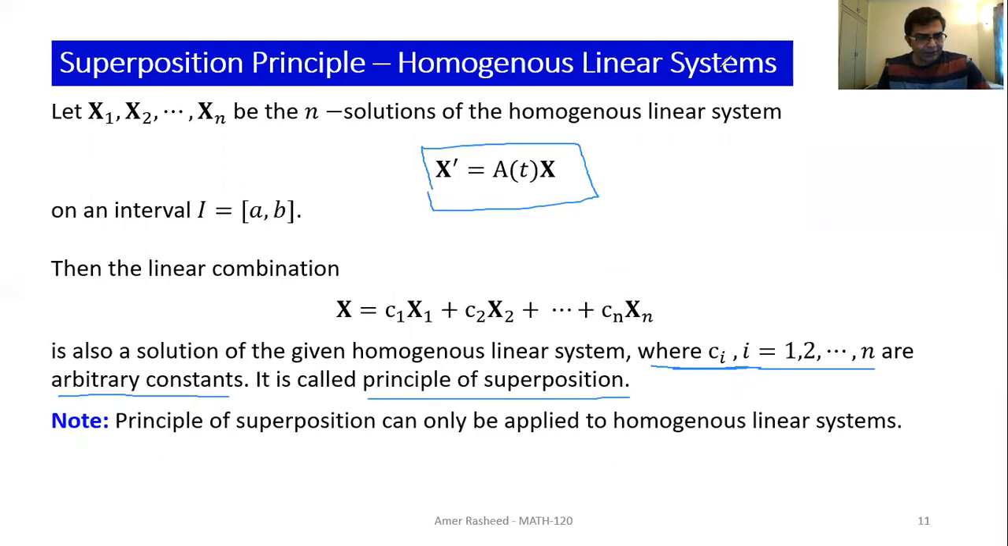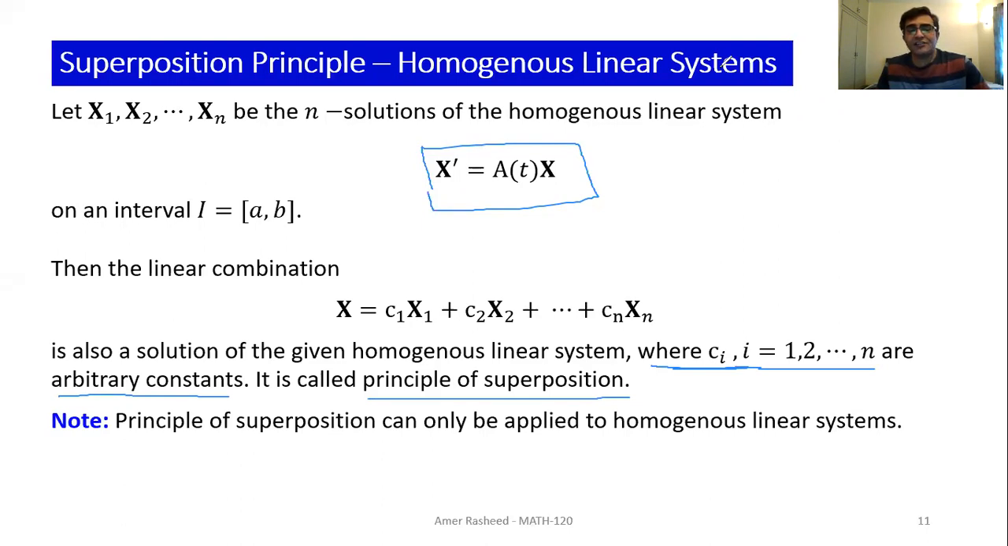There is a question: is only x1 equal to c1 times 1, c2 times 2 a solution? The superposition principle is basically also valid for a single first order differential equation. We have discussed this. A single differential equation cannot have more than one solution, meaning general solutions.